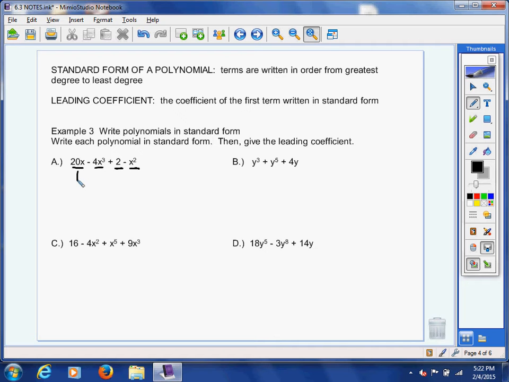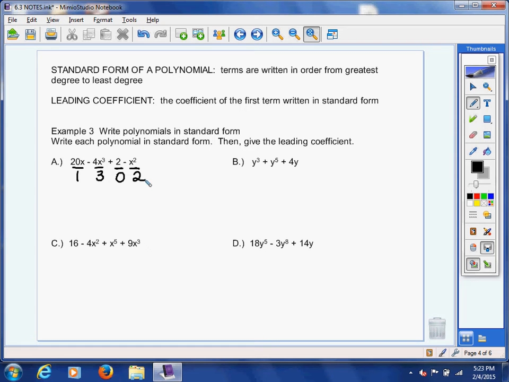Now let's go to the next term, 4x cubed. X has a 3 as an exponent. That means that's the degree of that one. 2, remember constant numbers are always 0, and x squared has a 2 exponent, so that's the degree of that term. We want to rewrite this whole polynomial in order, greatest degree down to the least degree.